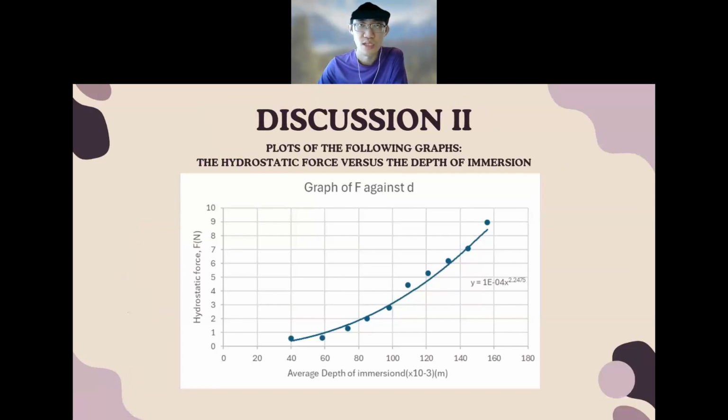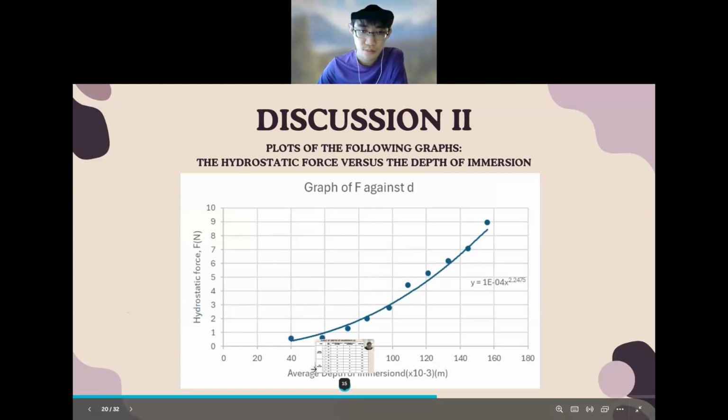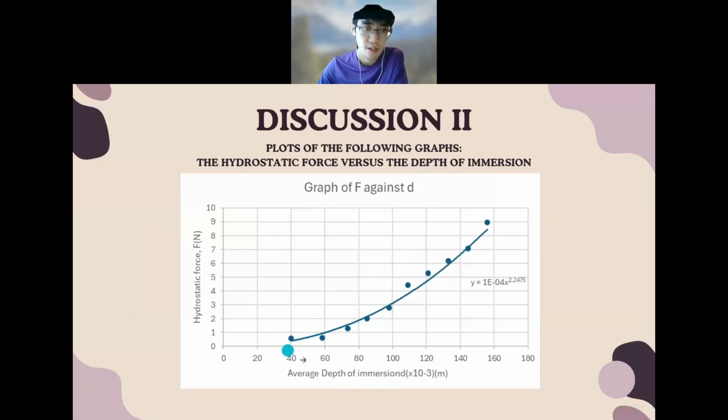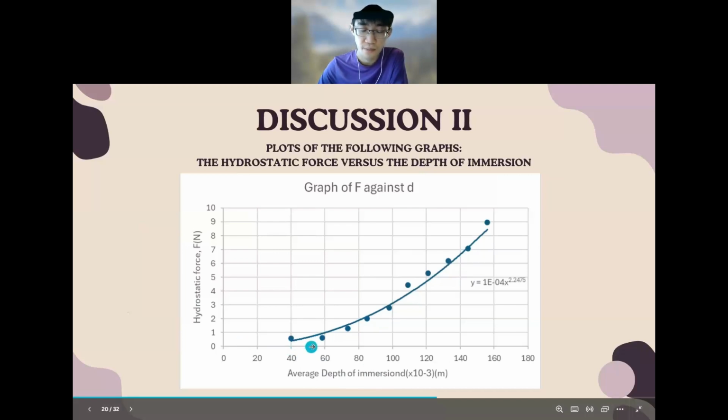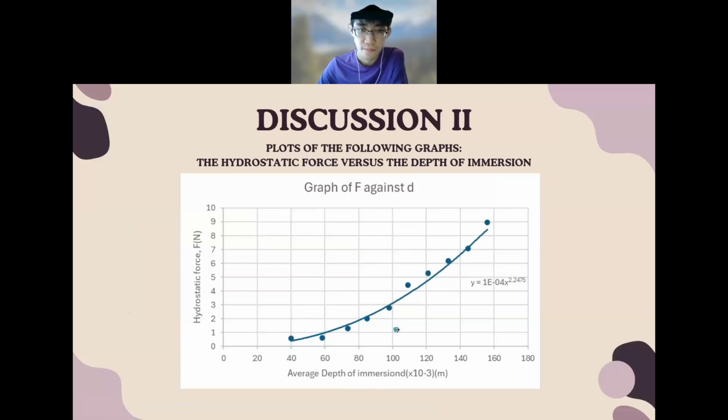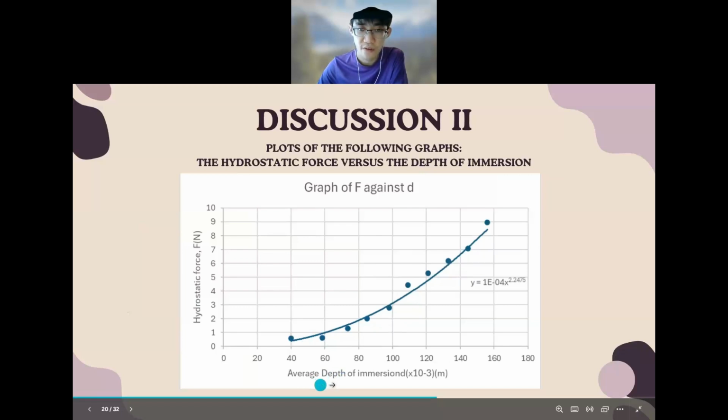So now I'm going to discuss the plot of the graph in our experiment. The first graph is the graph of hydrostatic force versus the depth of immersion. From the graph above, we can conclude that the relationship between hydrostatic force and average depth of immersion is exponential, which means that the hydrostatic force exponentially increases when the average depth of immersion increases.